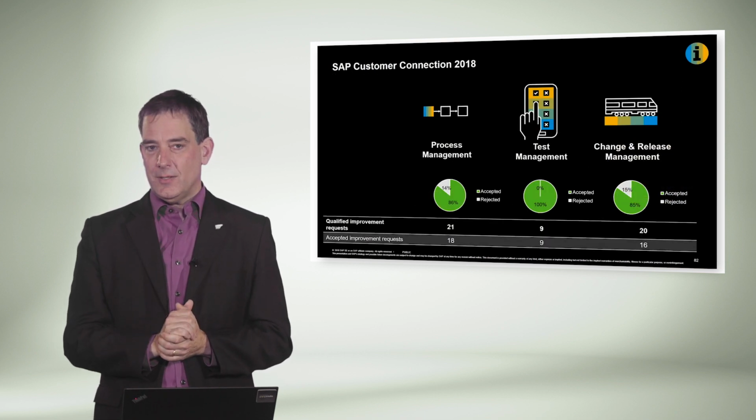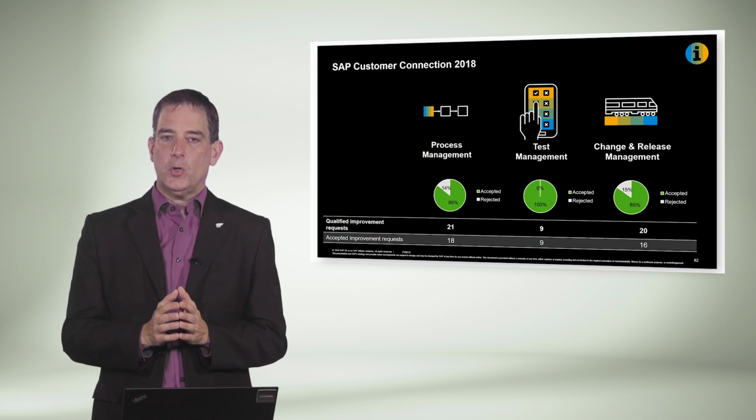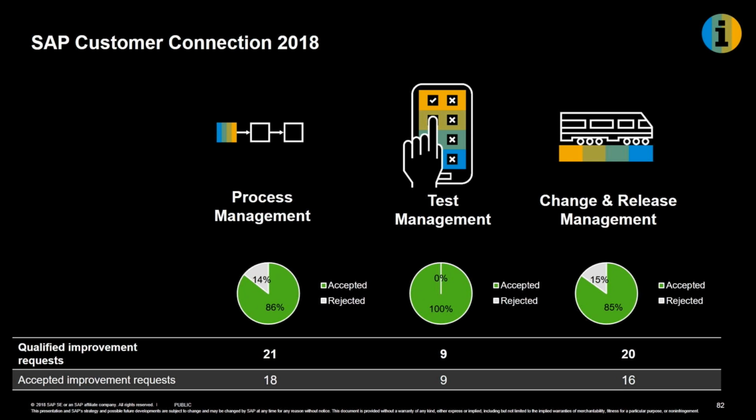In 2018, we had great success with Customer Connection. We had projects for process management, test management, and change and release management. And we were really happy that we could deliver 86% of the improvement requests in process management. 100% is on the agenda for test management, and in change and release management we are also at 85%. So you see, customers really make an impact on our priorities, and you will see those deliveries soon.